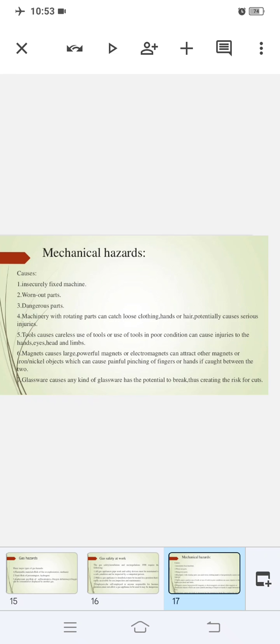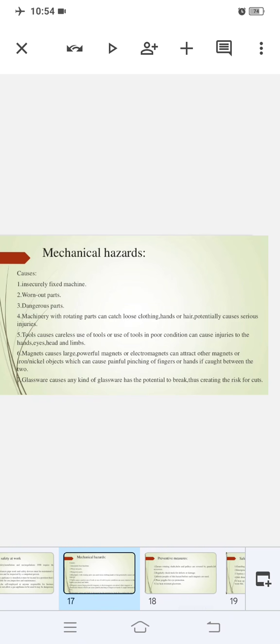Magnets: large powerful magnets or electromagnets can attract other magnets or iron or nickel objects, which can cause painful pinching of fingers or hands if caught between the two. And the last one is glassware: any kind of glassware has the potential to break, thus creating the risk of cuts. Okay, so these all were the causes of mechanical hazards.